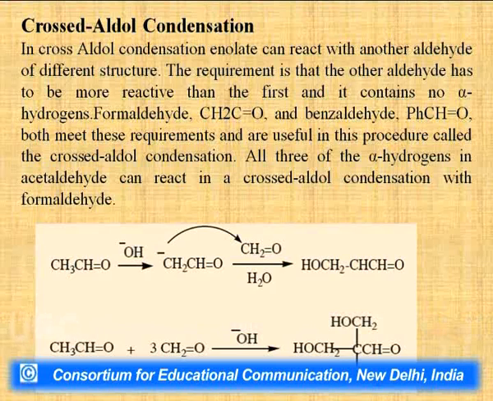As we know, formaldehyde and benzaldehyde both do not have alpha hydrogen, because in formaldehyde adjacent to the carbonyl there is a C-H bond, and in benzaldehyde adjacent to the carbonyl group there is a phenyl ring. So no alpha hydrogen is there. So cross aldol condensation will take place. All three of the alpha hydrogens in acetaldehyde can react in a cross aldol condensation with formaldehyde. The mechanism will be the same.